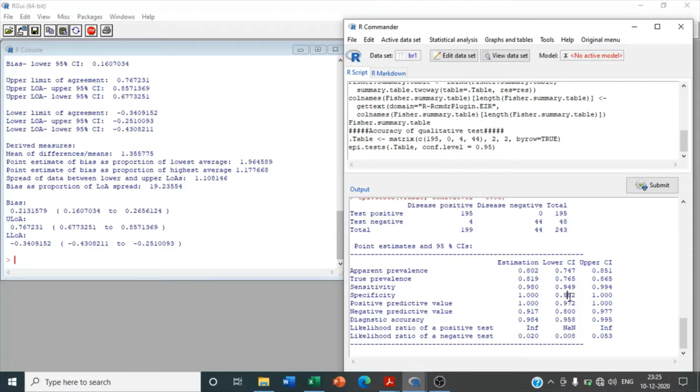Let's see the specificity. Even though the specificity is 100%, the lower confidence interval is only 0.882. The upper confidence interval is 100%, but the lower confidence interval is 0.882, that is 88.2%. That is, we cannot be absolutely certain, given this experiment, given this data, that the specificity is very high. We can only have a lower limit of 88.2%.